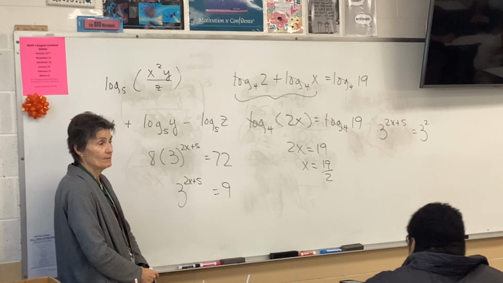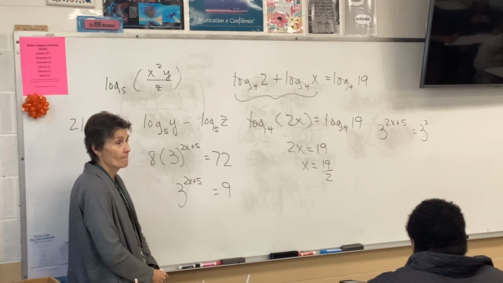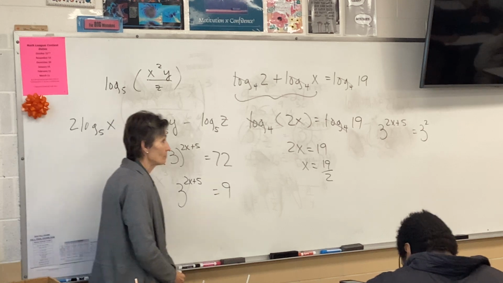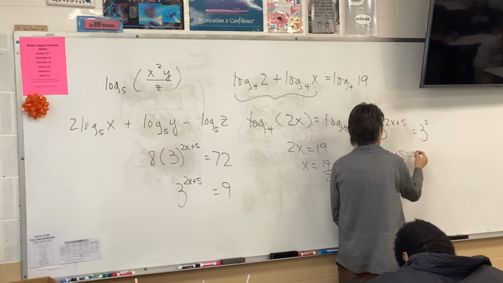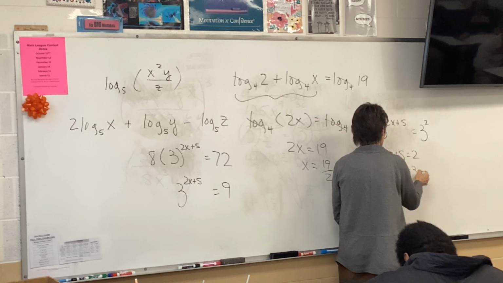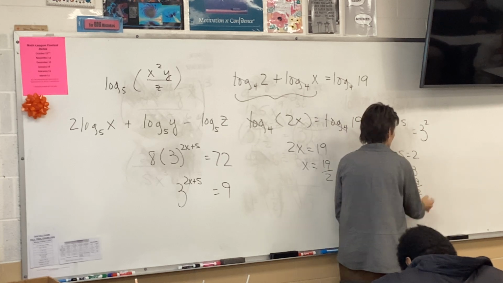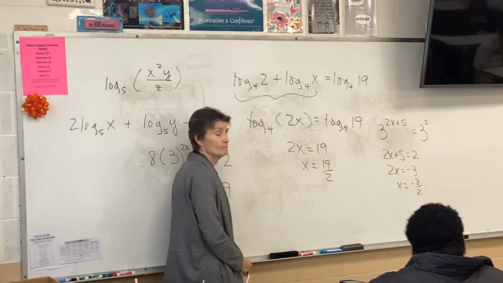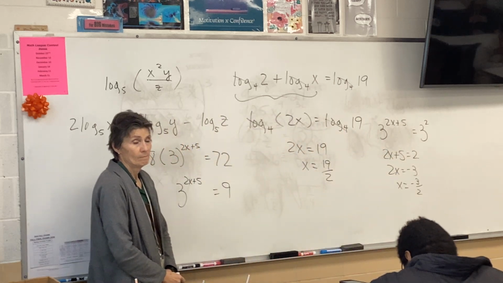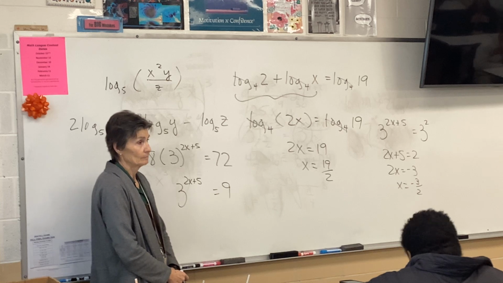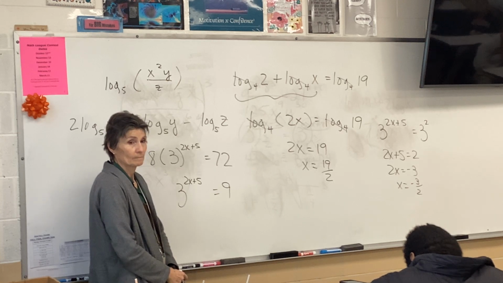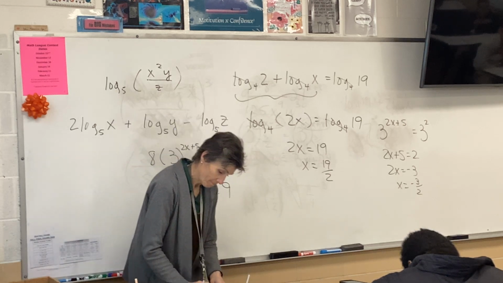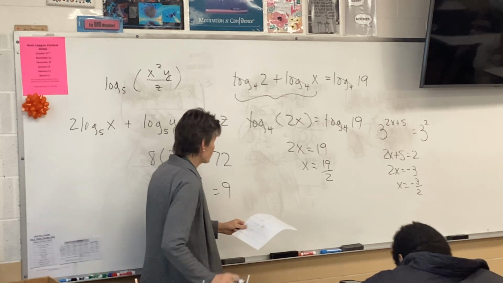Right? And then what? You can do 2x plus 5 equals 2. 2x equals -3 and x equals -3 halves. Okay? And another solved problem.